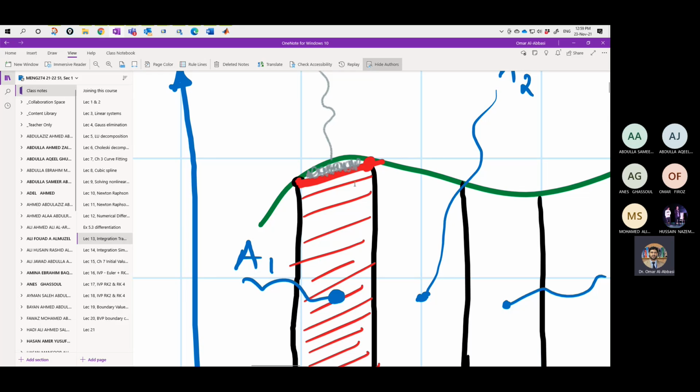Okay. Can we do something better than that? What do you suggest in order to reduce the error, other than increasing the number of segments or intervals? What else can we do in order to enhance that? Reduce the size of each interval. Yeah.